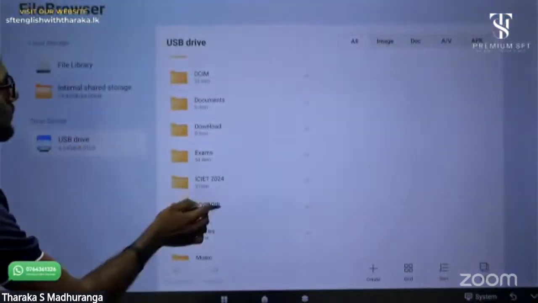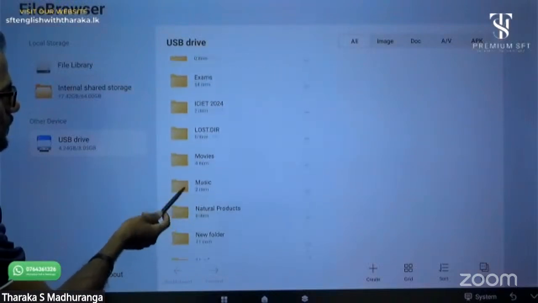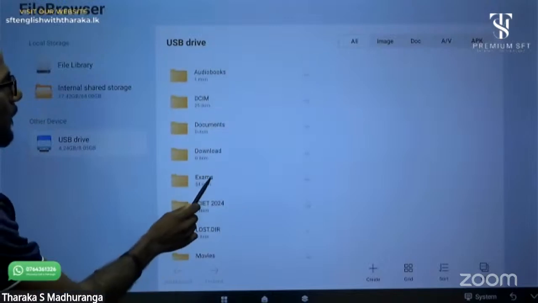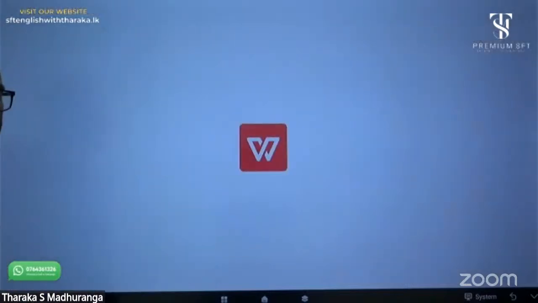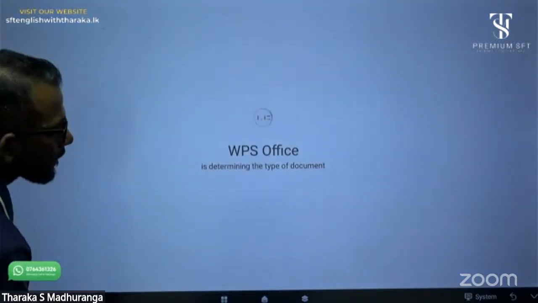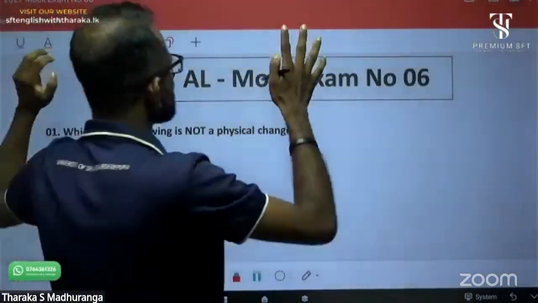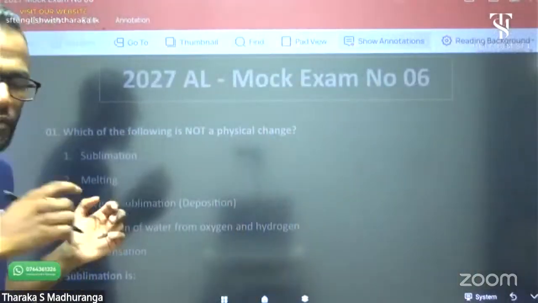Same as thermochemistry, you have a calculation part in chemical kinetics. Let's move into the paper. Okay, it's a very simple paper. As I remember, you have only three advanced MCQ questions, and all the other questions are very simple.